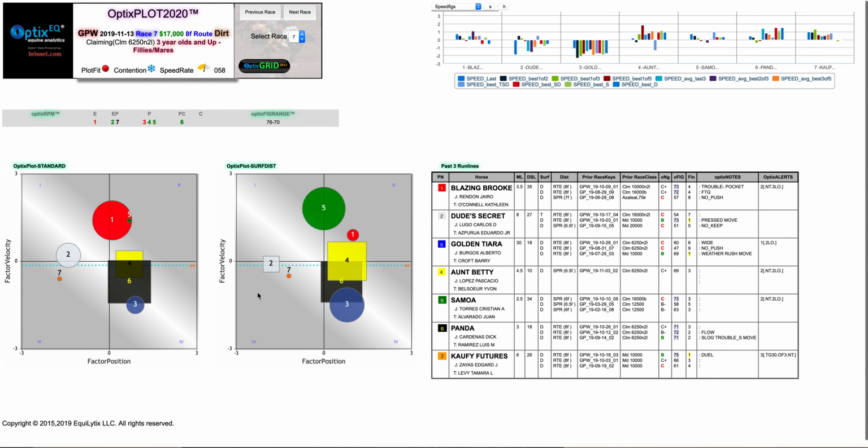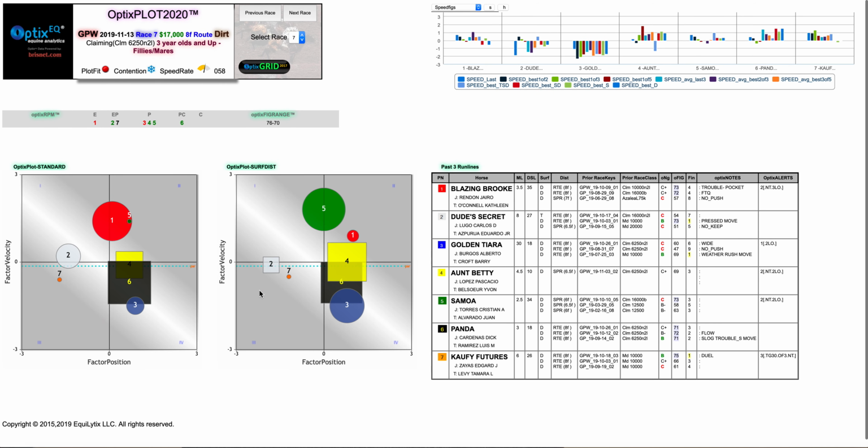It depends on the track profile. But there are some circumstances, and I did some analysis, and there is a video out there called Quad 3, Optix Plot Quadrant 3 analysis. It shows you the circumstances where these Quadrant 3 horses have a better chance than they normally have. The horses I want to focus on are the 2 and the 7, because they straddle 1 and 3 on both the standard and the surface and distance.